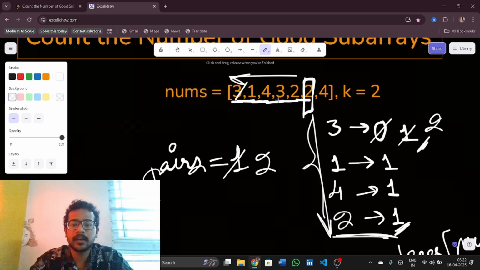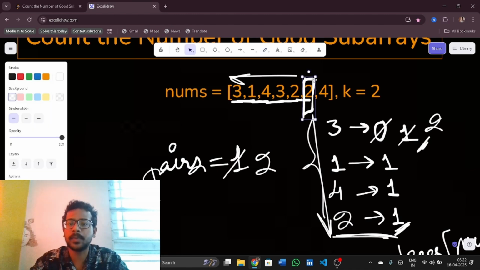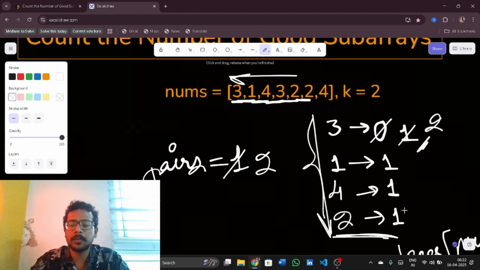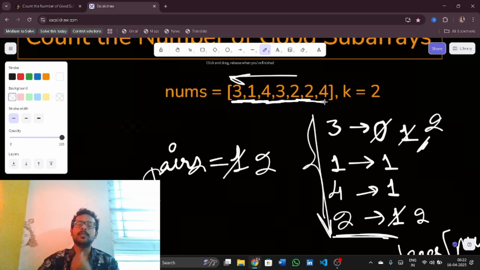This is one pair. 3 3 is one pair. 2 2 is another pair. So totally I have two pairs. Now 2 is present how many times? 2 times. Okay, I have incremented and then I am going to 4. Before going to 4, let me say that till now I have 2 pairs.